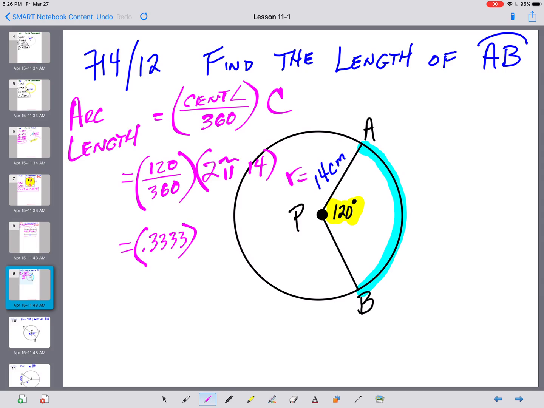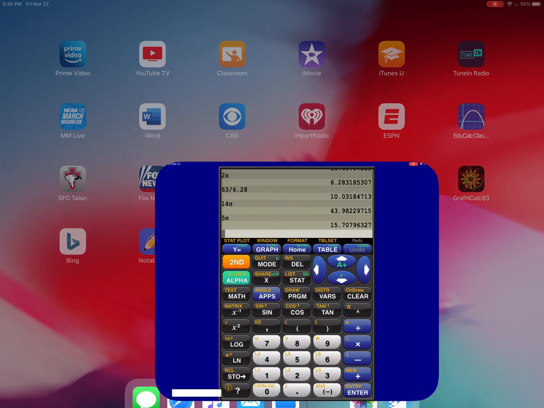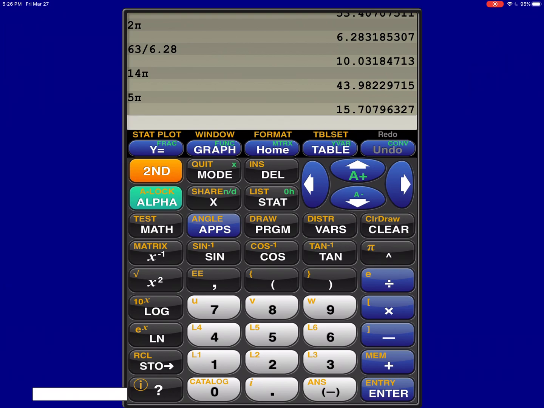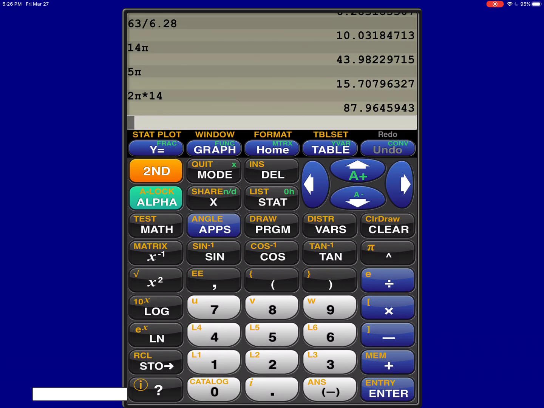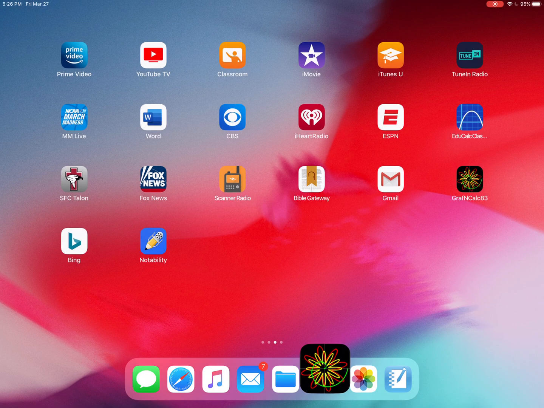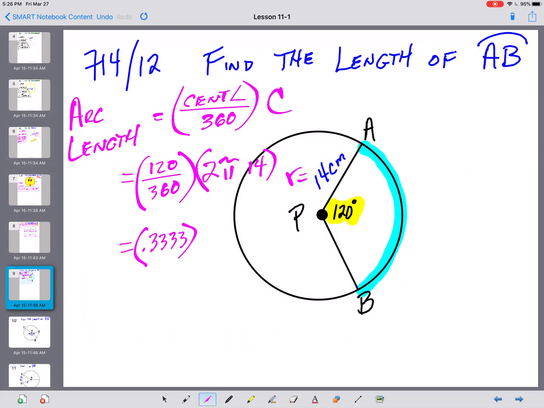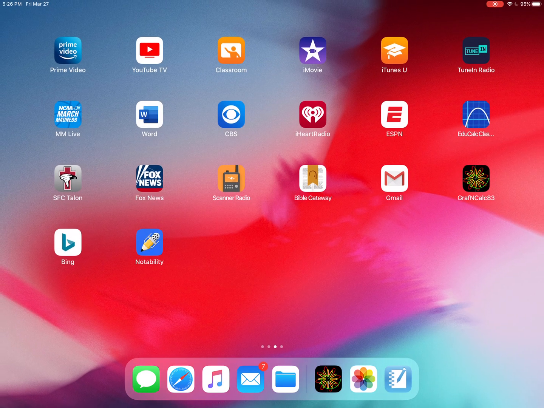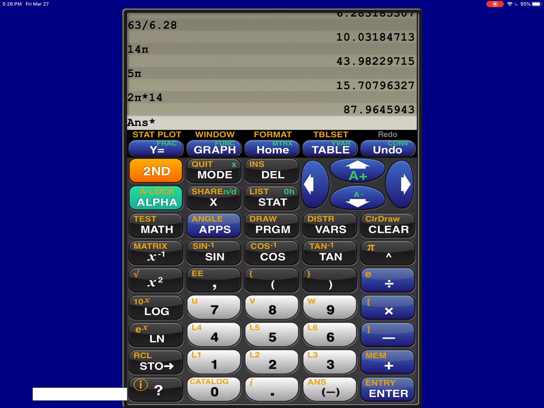Now I'm going to go 2 times pi times 14 in my calculator. 2 times pi times the radius was 14. There we go, 87.96. Multiply by 0.3333. Take the number that's in there, multiply it by 0.3333.